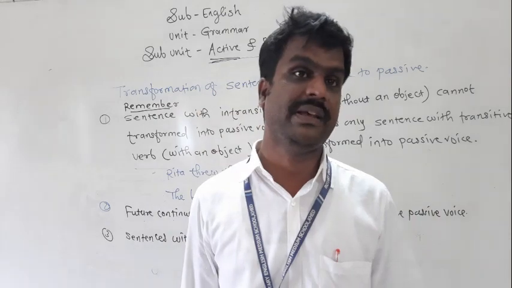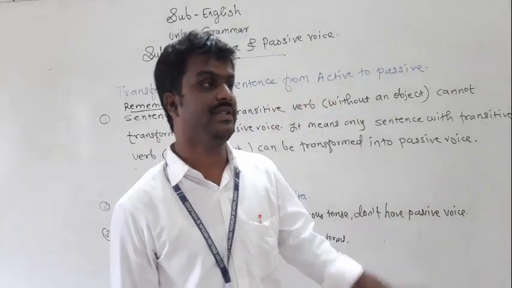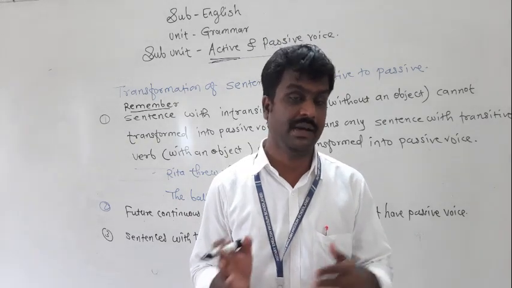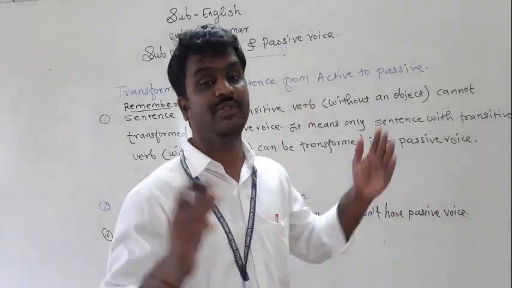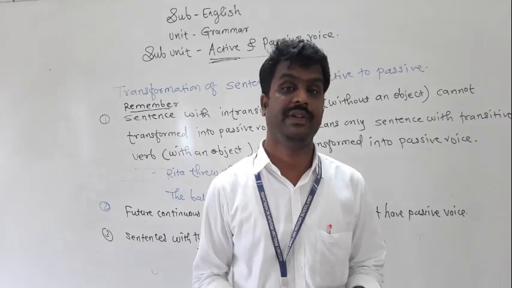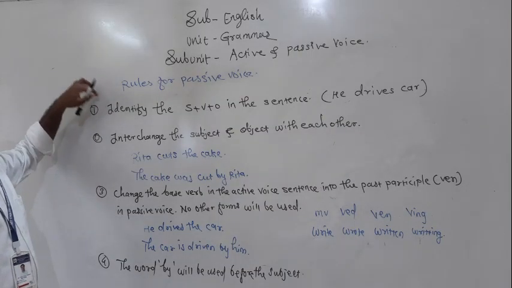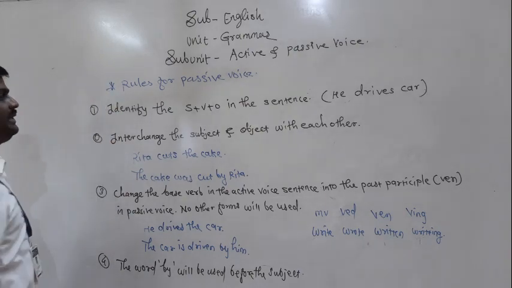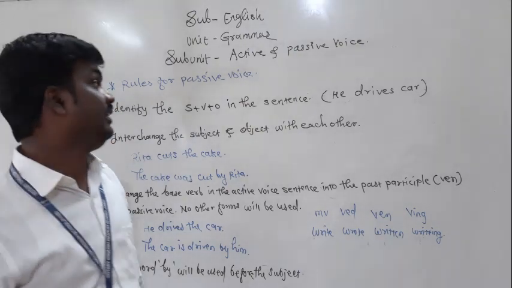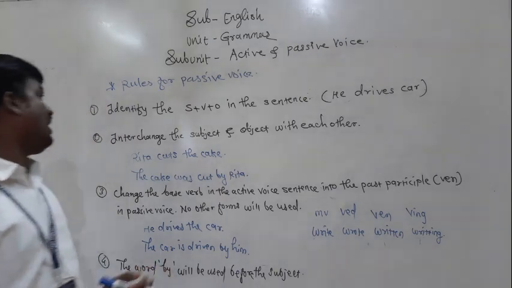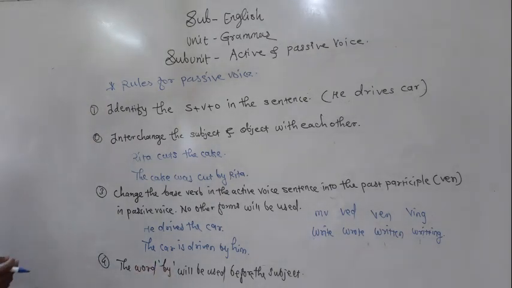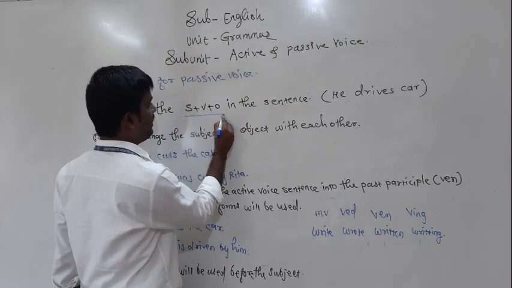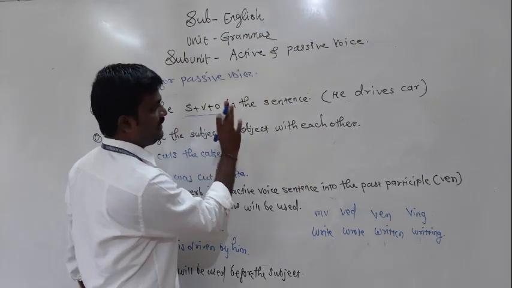How it has two passive forms, that also I would like to discuss, but further on. Before that I would like to discuss with you what the rules of transforming are. That part we will discuss now. Rules for passive voice. It's a very important point. While converting active to passive, we have to follow certain rules. The rule number 1 is here: identify subject, verb, object in the sentence.